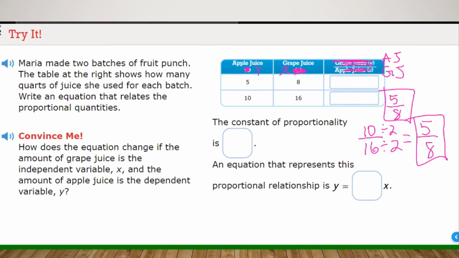So to answer the question, how does the equation change if the amount of grape juice is the independent variable x and the amount of apple juice is the dependent variable y? So the equation would change because before it was 8/5, and now it would look like y equals 5/8x. So the constant of proportionality has changed. It looks like it's the multiplicative inverse.